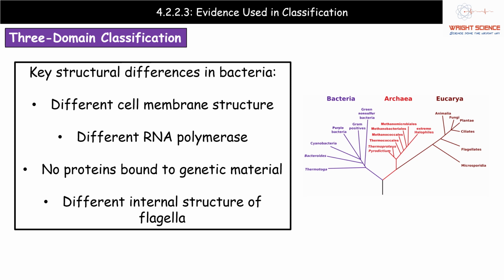So what he actually worked out from studying this ribosomal RNA, and why he came up with these three different domains, was that when he was studying bacteria, he noticed that there are some key structural differences in them. Some of them have a very different cell membrane structure. They've got a different RNA polymerase. They don't have proteins bound to the genetic material, and the internal structure of their flagella is different.